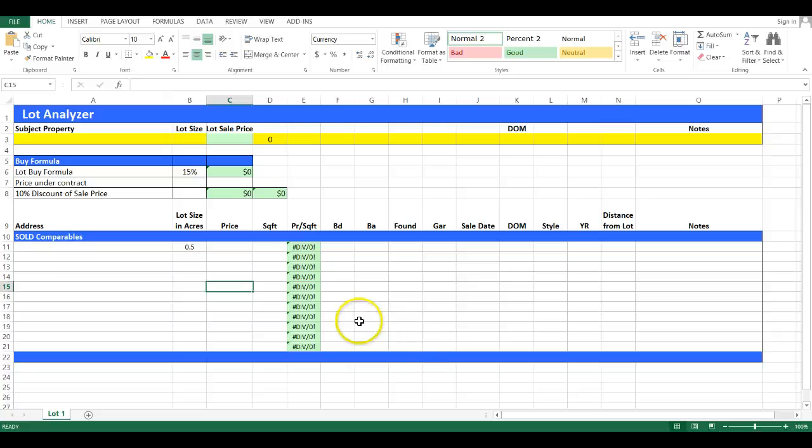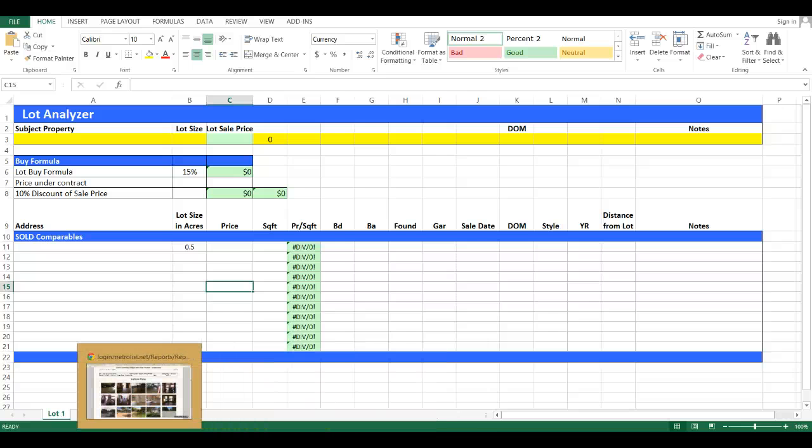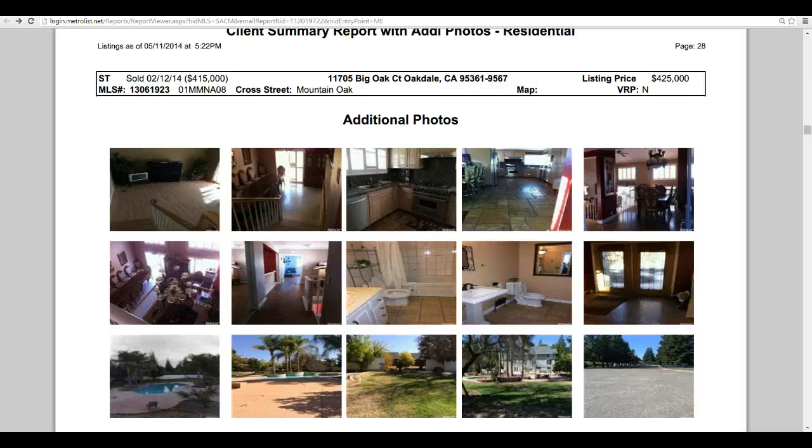I'll show you here. You see that 15%? That's what that does. This little cell is a formula, so you don't fill it in. It'll fill in by itself. So all these sold comps that you put in, the addresses and the lot size, the price, you won't fill this whole thing out until we see that the price of the lot is even close to what they're asking for, right?